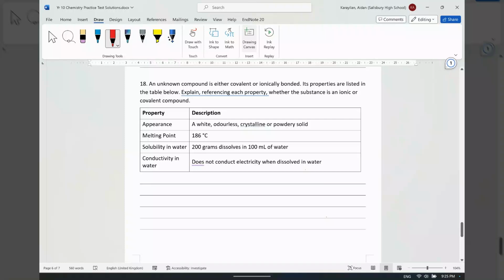Okay, so this is 100% the last part. And I realized that the part of question 18 I did before was a little bit disjointed and a little bit confusing. So we're going to start that one again. So for question 18, we have an unknown substance. It's either covalent or ionic, and it has some properties listed.